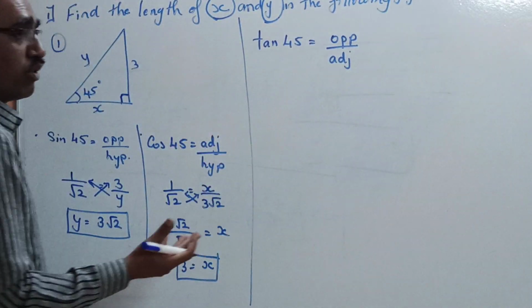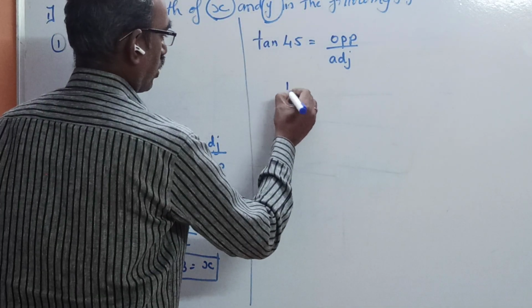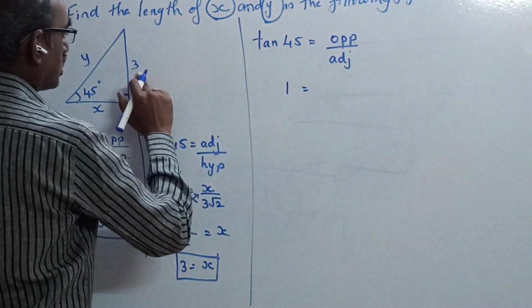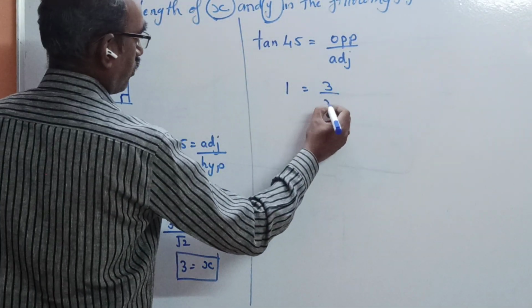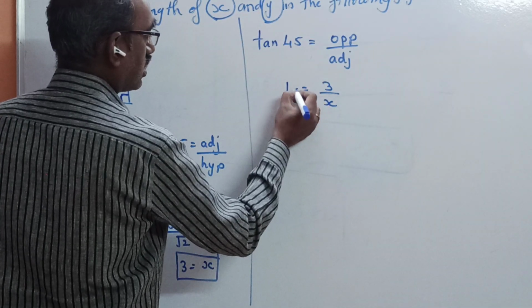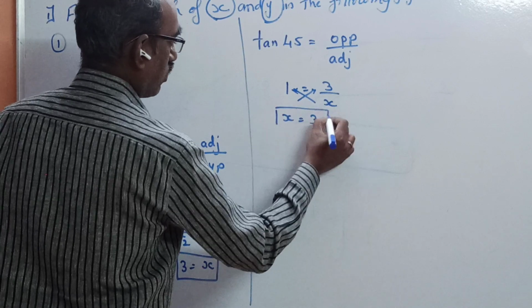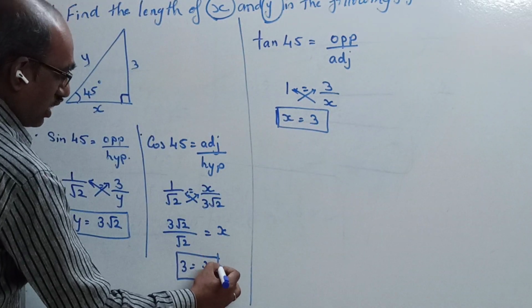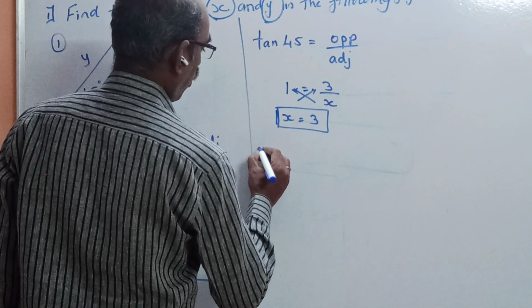So tan 45, what is the value for tan 45? Tan 45 is nothing but 1. You should know the value for tan 45. Tan 45 is 1. Opposite side is 3, upon adjacent, which is x. So directly cross multiplication: x is equal to 3. You have got the value for x. See over here, the x value is 3. So the same value has come. So that is one of the ways. After this, you have to follow one more.